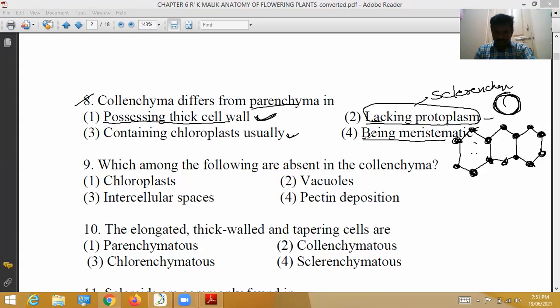Okay, being meristematic only. Collenchyma and parenchyma are both meristematic tissues. So among the four, the correct differentiation is: possesses thick walls having deposition of pectin at the corners. Here, pectin at the corners.